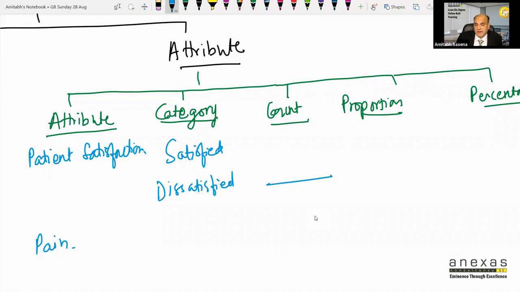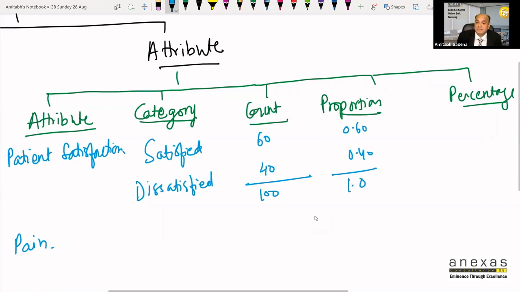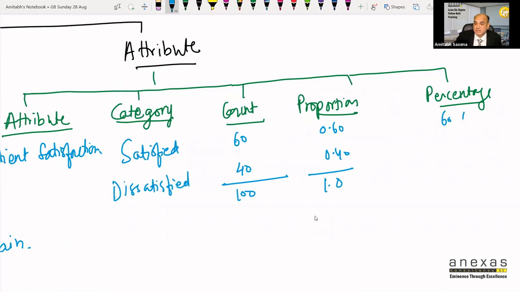The count here, I checked with, say, 100 patients. 60 were satisfied with our services and 40 were dissatisfied. So now proportion becomes 0.60 and 0.40. And the percentage is now 60% here and 40%.